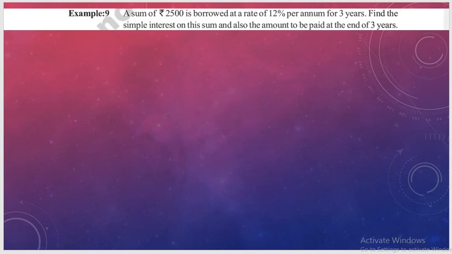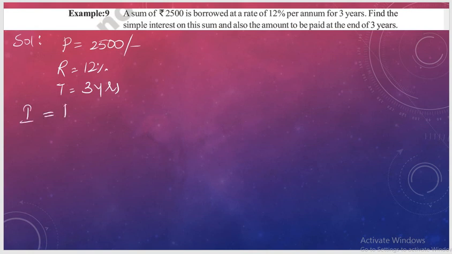Next, moving on to one more question, question number 9. What has he given? This is nothing but a problem related to simple interest and compound interest, right? A sum of 2500 is borrowed at a rate of 12% per annum for 3 years. Find the simple interest on this sum and also the amount to be paid at the end of 3 years, right? So here we need to find out the amount as well as the simple interest. So what is the principal here? 2500 rupees, and the rate of interest is 12%. Next, the time for which he has taken the amount is 3 years. Now what is he asking you to find?